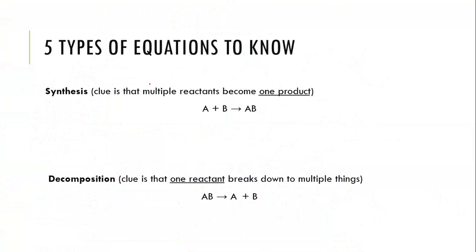Let's look at synthesis now in greater depth. A synthesis reaction is where multiple reactants become one product. What the A plus B thing means simply is that you have one element plus another element makes a compound. To give you some examples, if you had Na and then maybe B would be Cl2, together that will make NaCl.